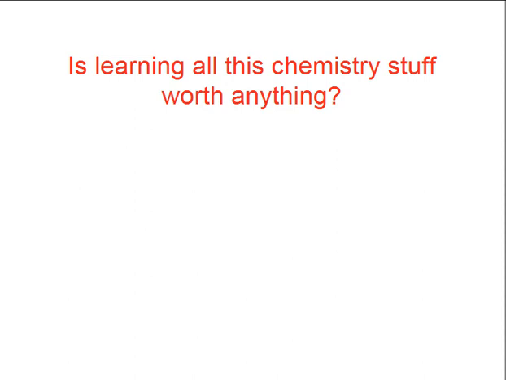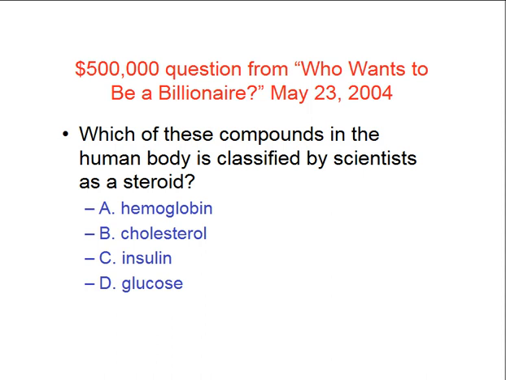And if that doesn't persuade you enough, then hopefully this will. This was a question on Who Wants to be a Billionaire, not Who Wants to be a Millionaire, but they had a special show, Who Wants to be a Billionaire, back in 2004 on May 23rd. And their $500,000 question was this: which of these compounds in the human body is classified by scientists as a steroid? And the 4 answers were hemoglobin, cholesterol, insulin, and glucose.